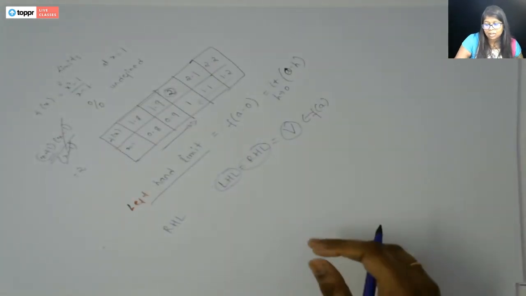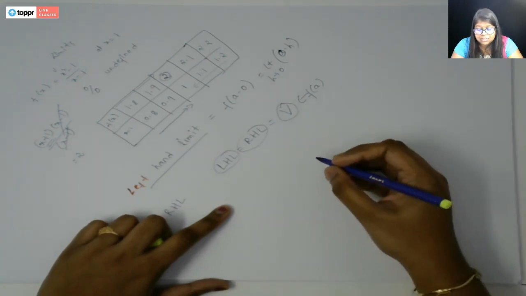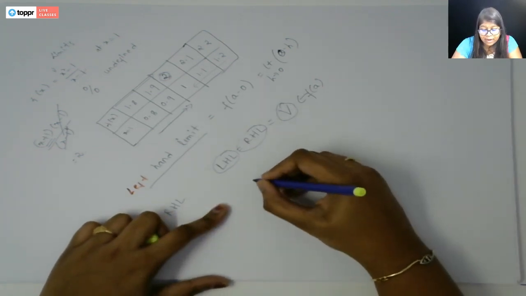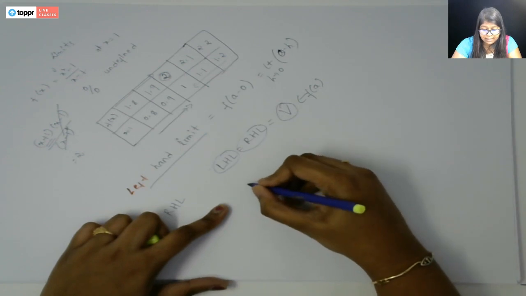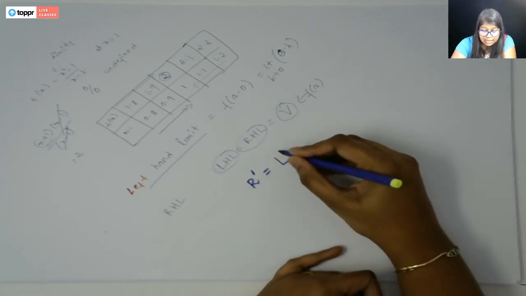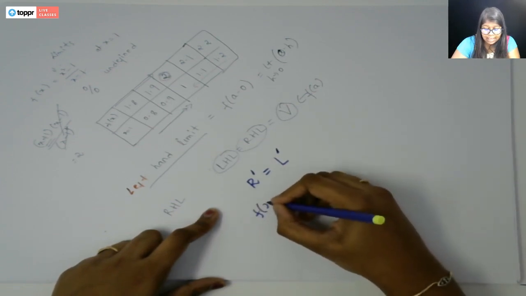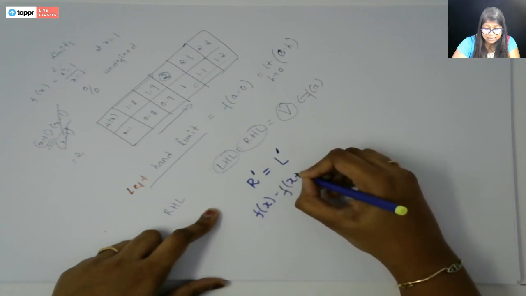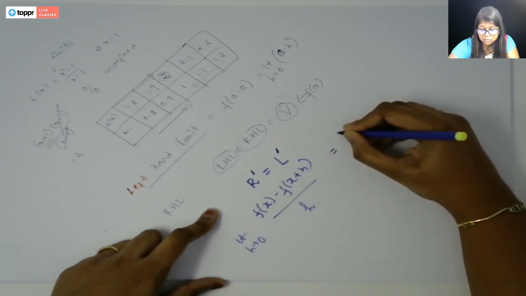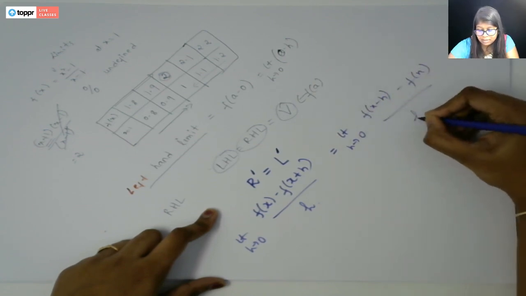Now, what do you mean by differentiability? A function is differentiable if the function is continuous. To find the differentiability of a function, we say that the right hand derivative should be equal to the left hand derivative. It is written as limit h tends to 0 of f of x plus h minus f of x by h, should be equal to limit h tends to 0 of f of x minus f of x minus h by h.